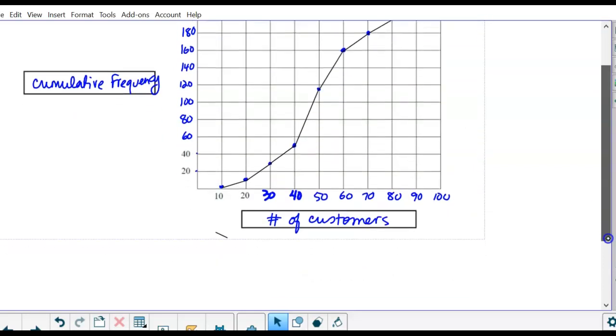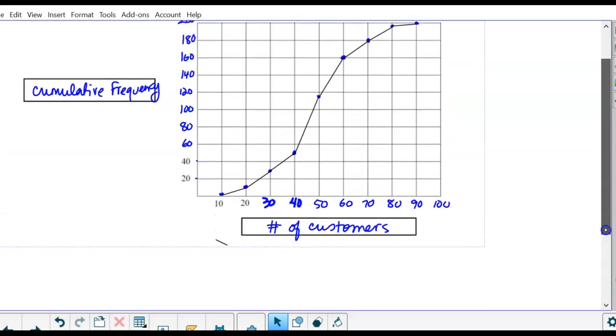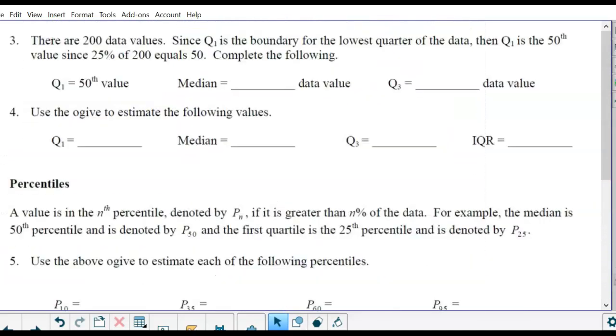So, some questions to answer based on this. Next page. So it says there are 200 data values. Since Q1 is the boundary for the lowest quartile of the data, then Q1 is the 50th value, since 25% of 200 equals 50. So complete the following. So we're trying to find which value it is, not the value of it. We'll do that in a sec. But right now, Q1 means the 50th value. Okay? So we're not actually finding the value of Q1 yet.